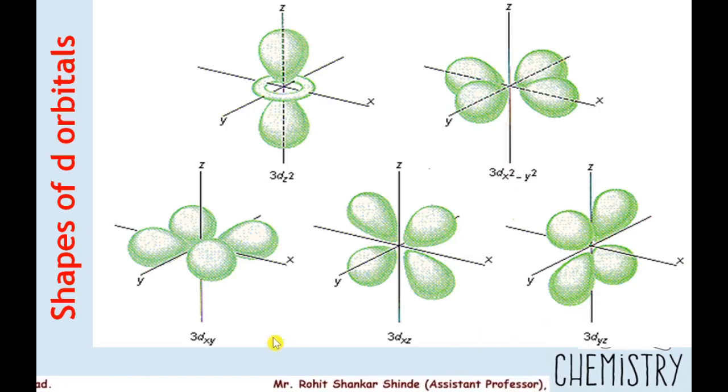So let us discuss dxy orbital. In case of dxy orbital, lobes are lying in between the x and y axis and these lobes are perpendicular to z axis, while in case of dxz orbital, lobes are lying in between x and z axis and these lobes are perpendicular to y axis.